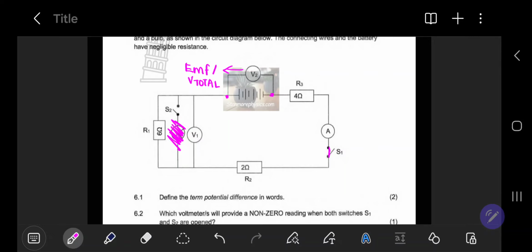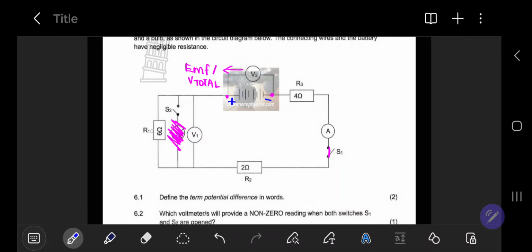So at the moment, if we follow the flow of current for the current situation that we have, remember current leaves the battery from the positive terminal. So current is going to flow and flow and flow. It's then going to go through the 6 ohm resistor. Nothing is going to happen here. It can't go past S2. So we ignore that entire wire at the moment.